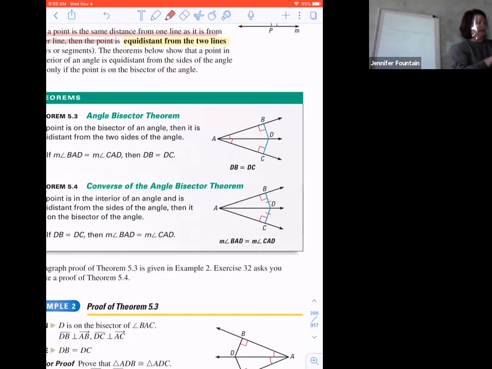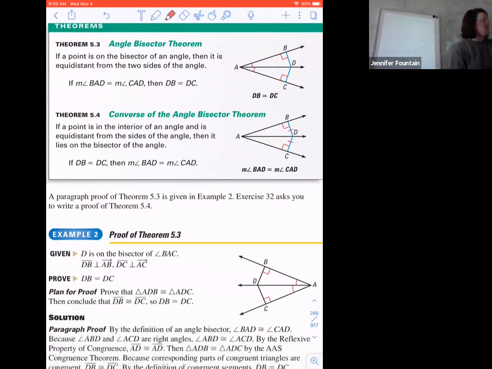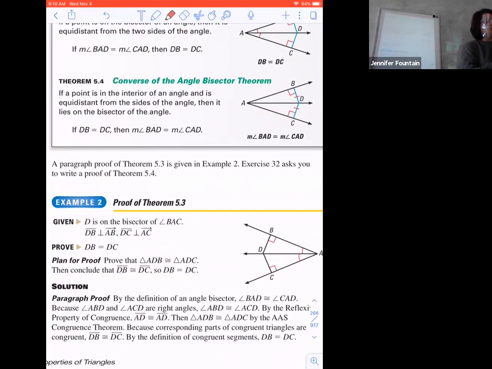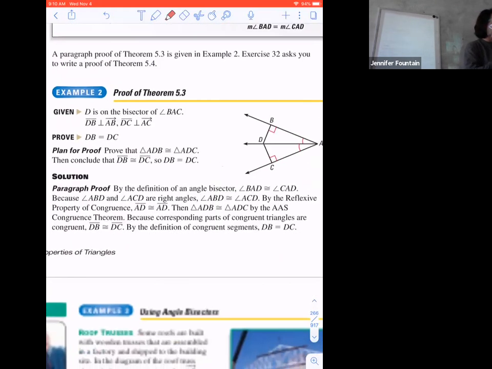So the converse of that tells me that if a point is in the interior of an angle and is equidistant from the sides, then it lies on the bisector of the angle. So first of all, if I have the bisector of an angle, it is equidistant from the two sides. If it is equidistant from the two sides, then it's an angle bisector. Okay, so those are our angle bisector theorem and then the converse of that. It says a paragraph proof of theorem 5.3 is given in example 2. Exercise 32 asks you to write a proof of theorem 5.4.